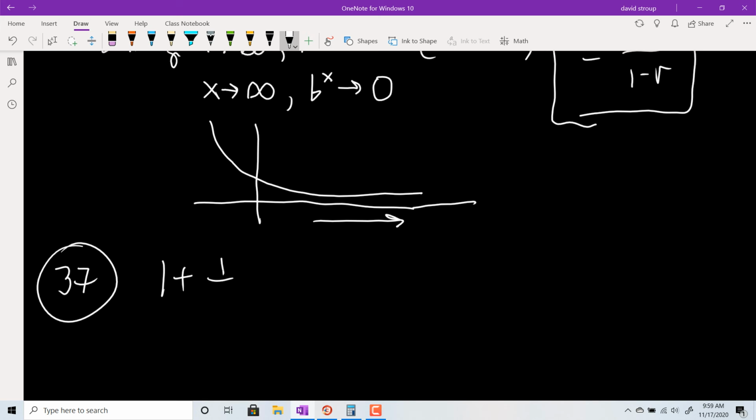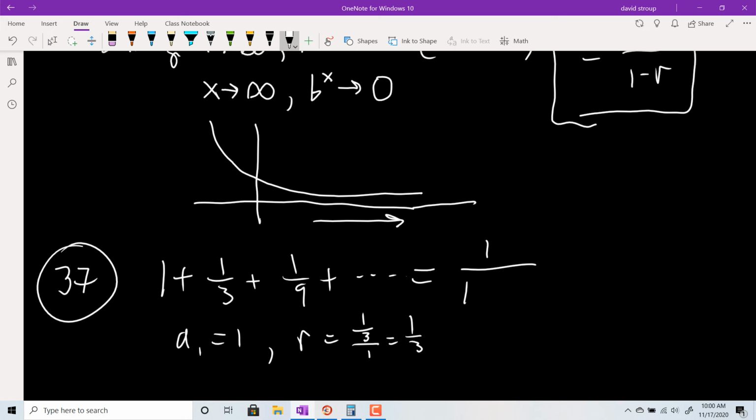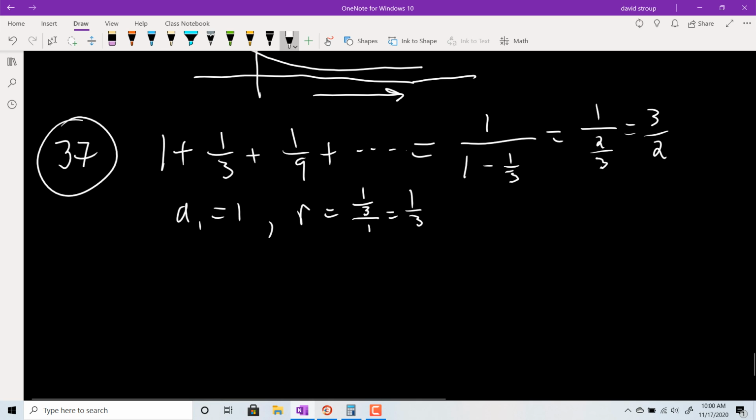We have 1 plus 1/3 plus 1/9 plus forever and ever. Okay, so a sub 1, we need that. That's 1. We need r, so that'll be the ratio of 2 consecutive terms. It's just 1/3. So this will equal 1 all over 1 minus 1/3, which is equal to 1 all over 2/3, which is equal to 3/2. Okay, simple enough.